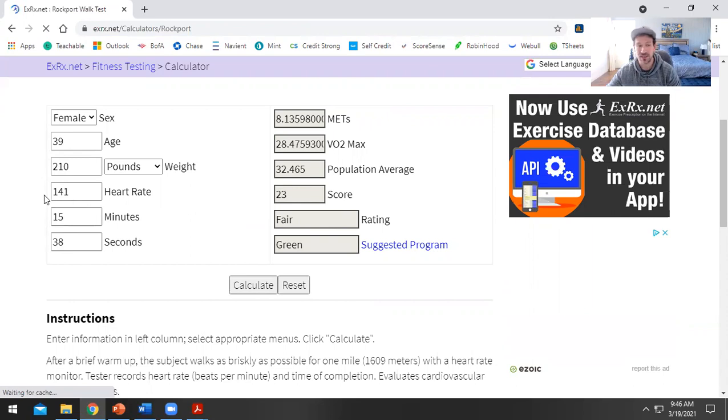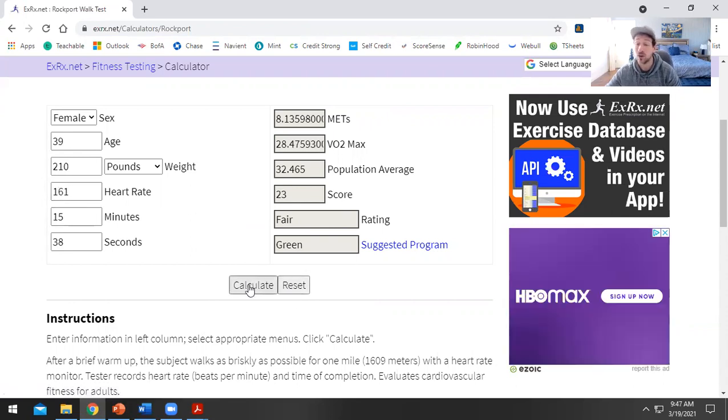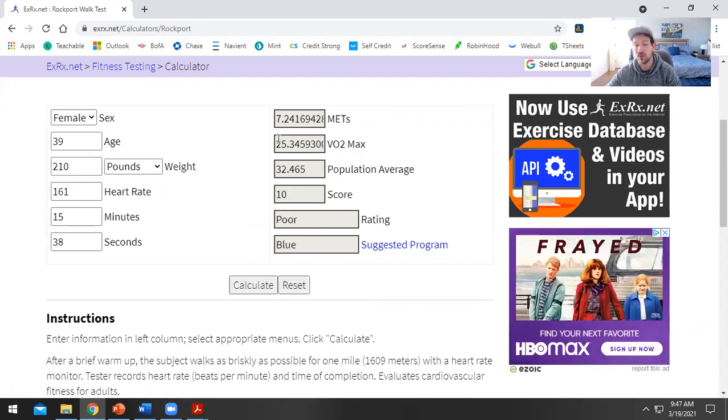Let's leave the 15 minutes alone, but now let's say their heart rate was 161. We're going to jump it up by 20 beats, right? That's going to give them a VO2 max of only 25. That puts them in the poor category. They really didn't do very well. We need to be very gentle with this person.